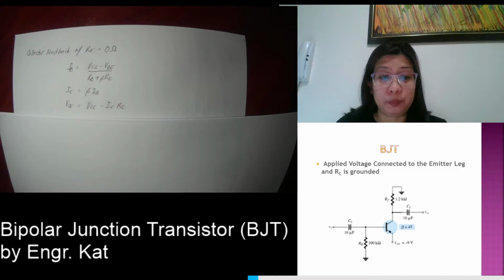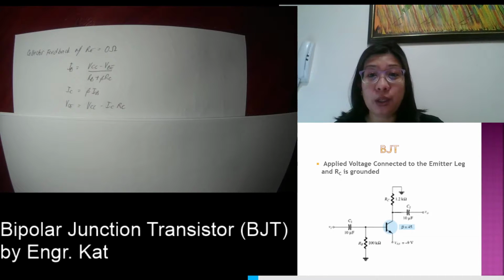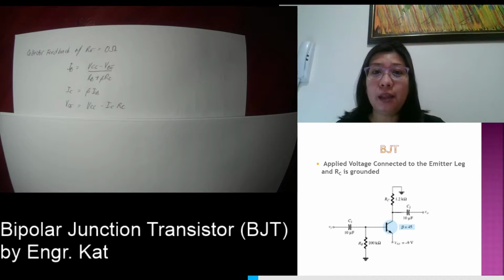Okay, so we have here, if you're going to look at the circuit, the applied voltage now is connected to the emitter leg, while your collector is the one which is grounded. So the usual circuit that we have is that your VCC is connected to your collector. So you might be wondering, is this a common collector configuration? Is this not anymore a common emitter one? So this is still under common emitter configuration.